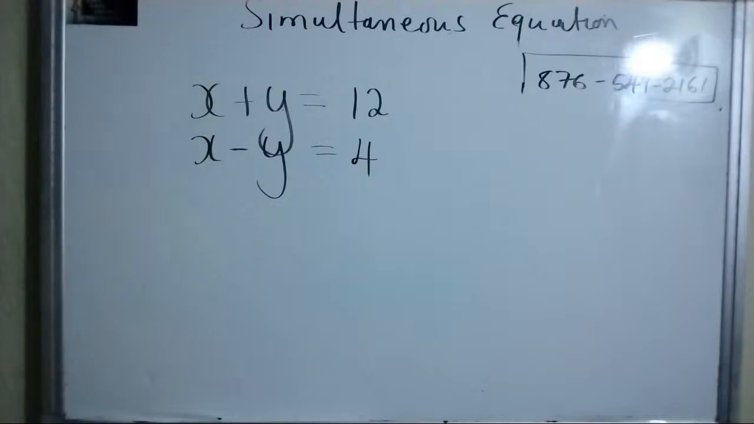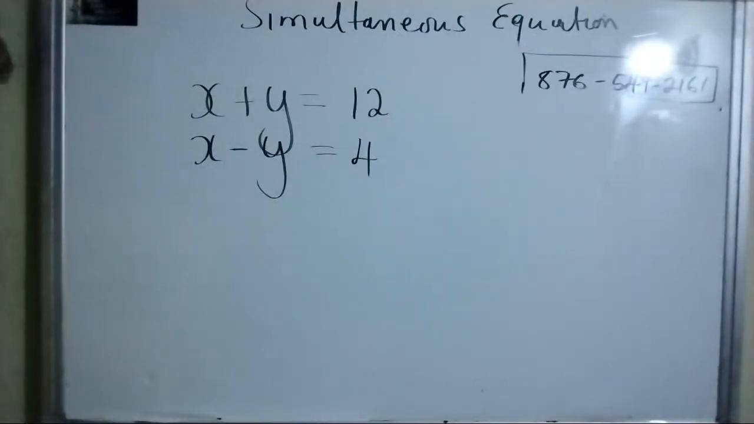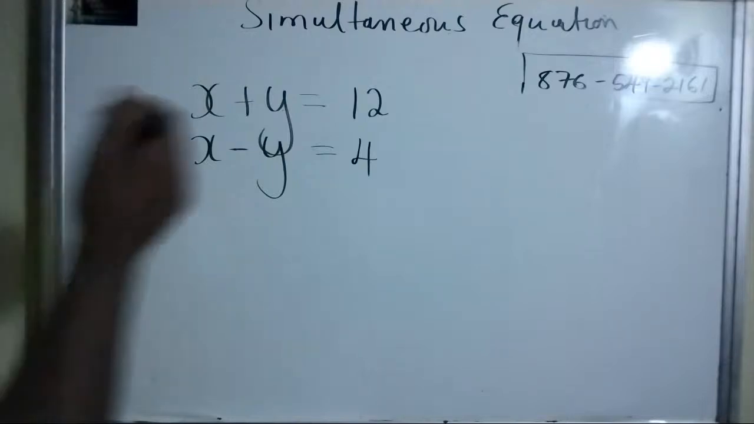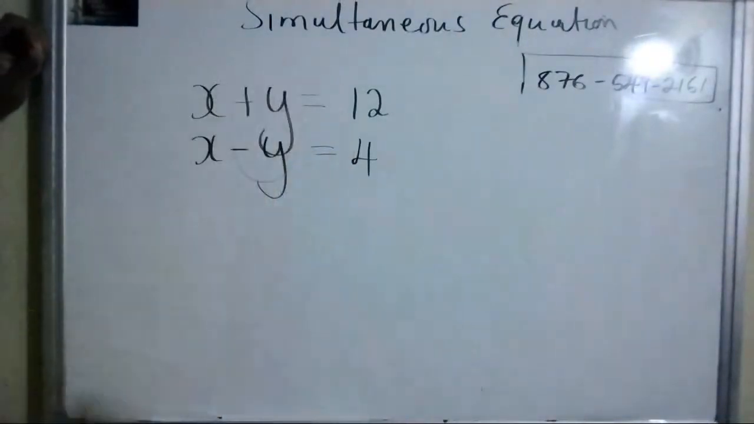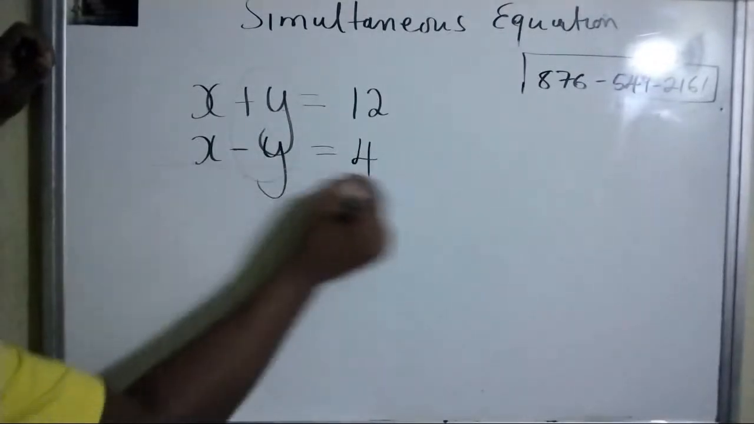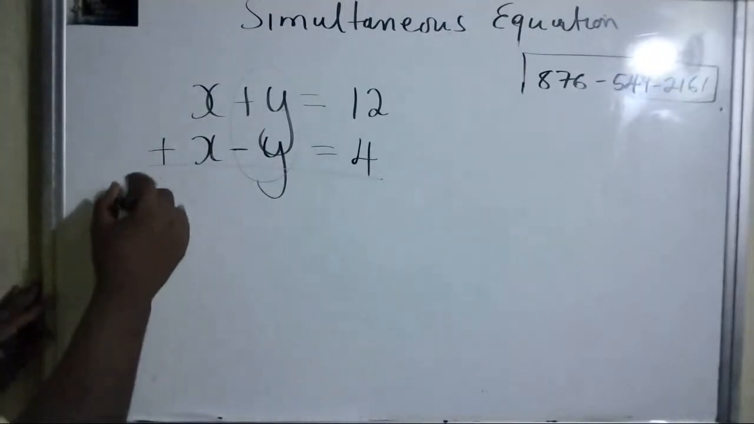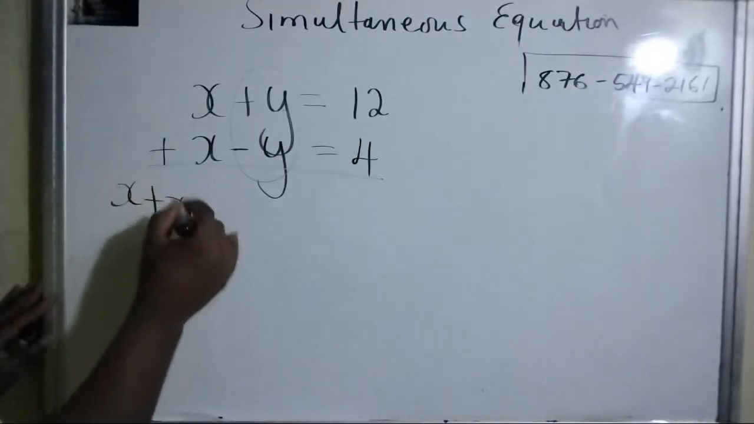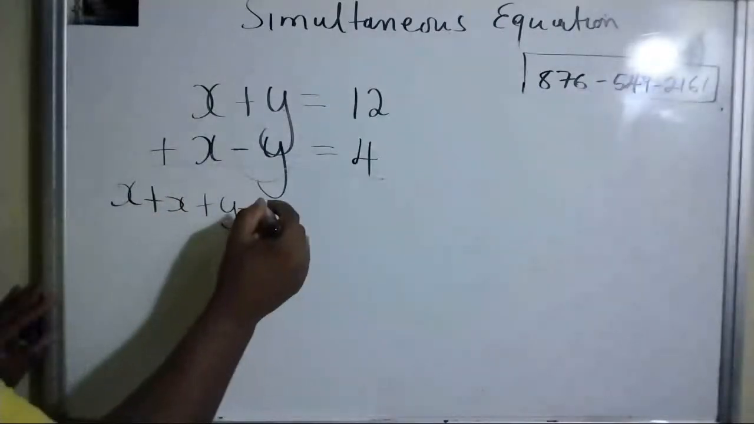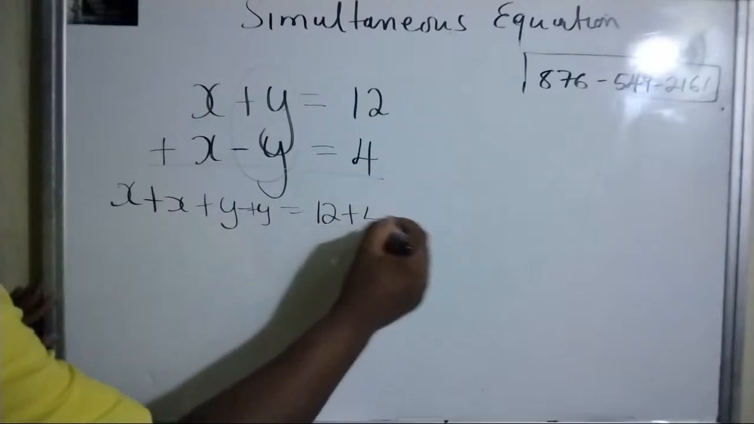So for the persons who are just joining, this is what we start out with. We always start out simple, right? Alright, so we said these are the same. If you add them, we automatically get rid of y. So we're going to add the equations because the signs are different. So we have x plus x, y plus y, equal 12 plus 4.